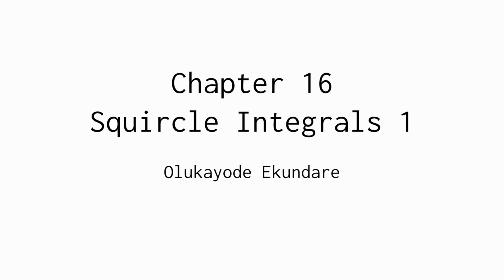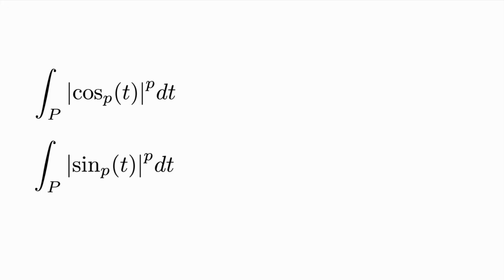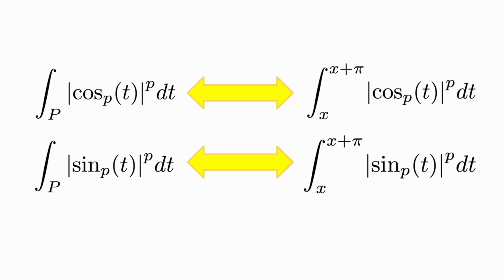Today, I'll be showing two super sweet integral types that involve base p trig. The first type is the integral of the absolute value of cosine base p to the p and sine base p to the p, integrated along their periods, both of which are pi due to the absolute value. To be completely clear, the big P on these integrals is shorthand for any interval of length pi. It would be the same as integrating from any value x to x plus pi.